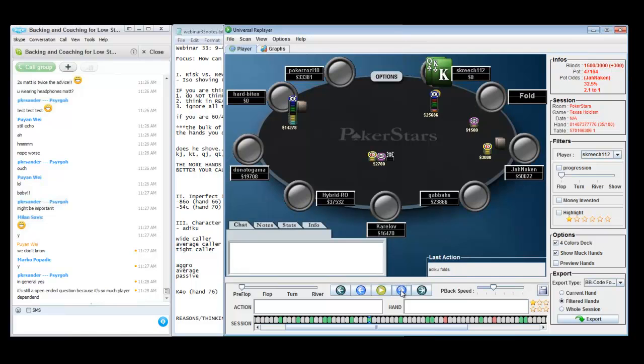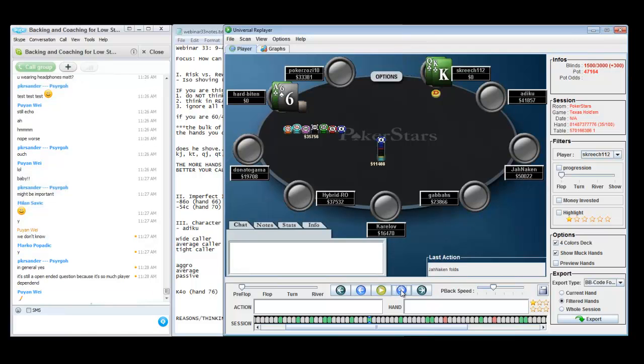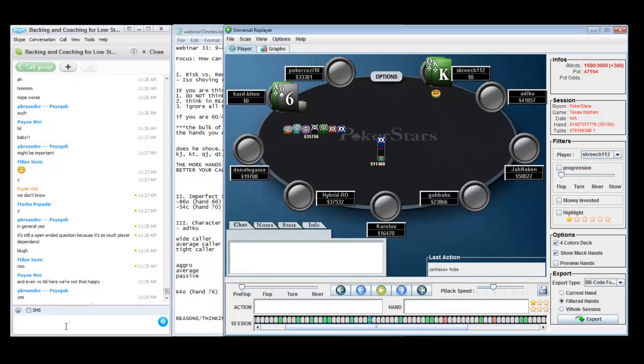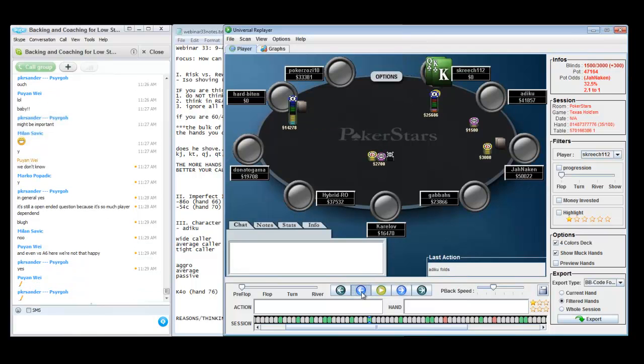Let's see what he does. Yay! Or no. Could we have avoided this completely by just folding? Personally, I'd probably fold here more often than call, but sometimes call.